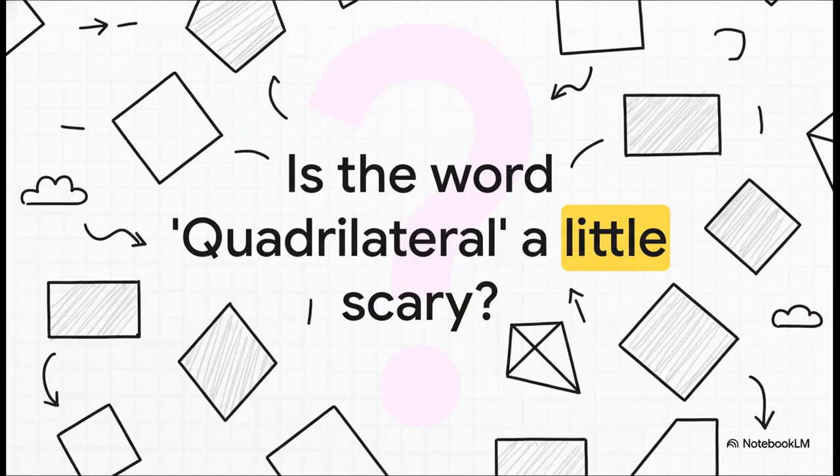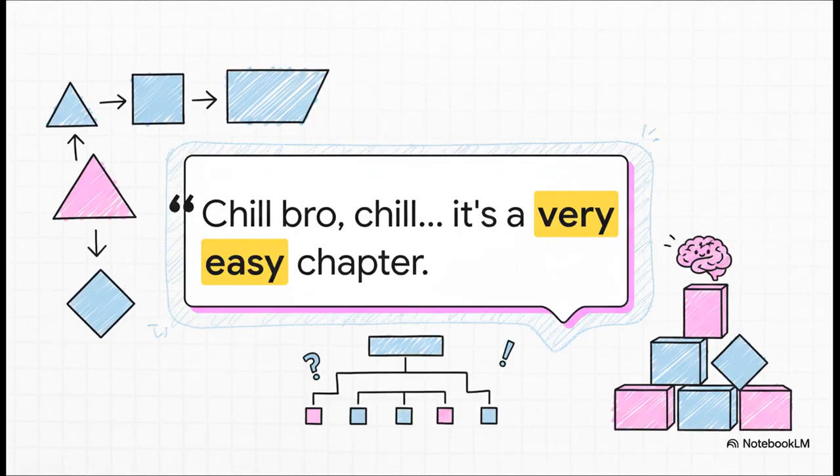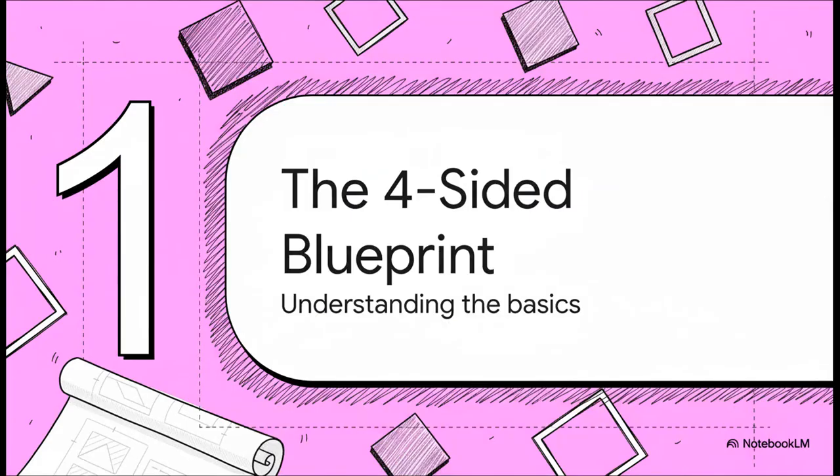Let's be honest, has this chapter ever made you feel kind of overwhelmed in class? If the answer is yes, trust me, you are not alone. It's one of those topics that can seem way more complicated than it actually is. But what if I told you the truth? It's one of the most logical and straightforward chapters in all of math. It's all just about simple rules building on each other in a really cool way. So, let's dive in.